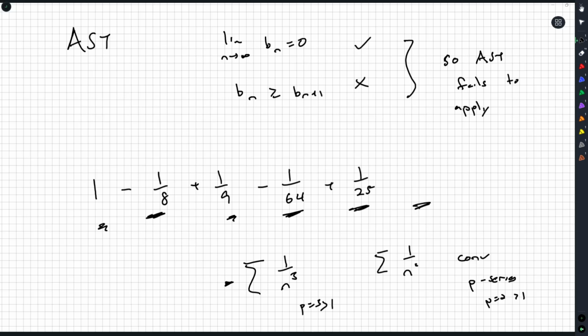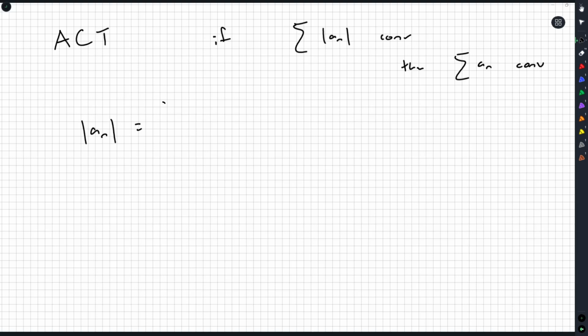Maybe that's doing something. Well, let's get rid of the minus signs. We know, thanks to the absolute convergence theorem, that if we can show that the absolute value of the ANs converges, then the ANs themselves converge, which is what we want to try and show. So, once again, we can just use the absolute value of the ANs, they're 1 over n squared, or 1 over n cubed, because these are just our BNs from before.